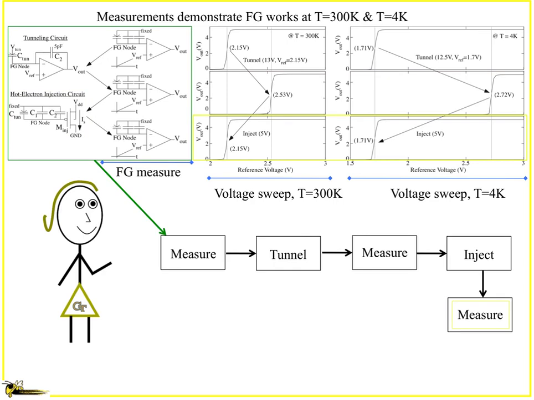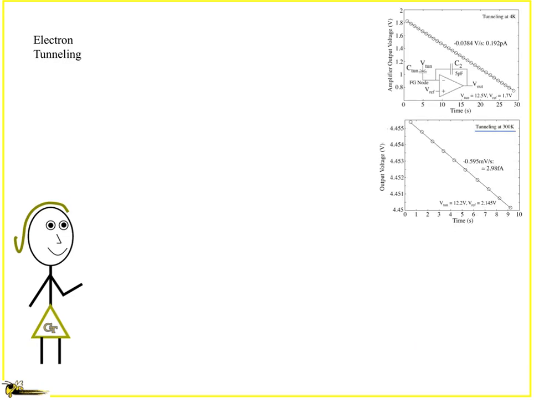So this is a classic thing you would expect for floating gates, and to say the floating gates work in a process. This measurement shows, yes, it does work. But let's go a little further into the details. Let's start with electron tunneling.